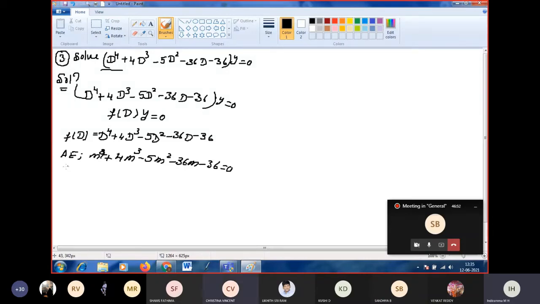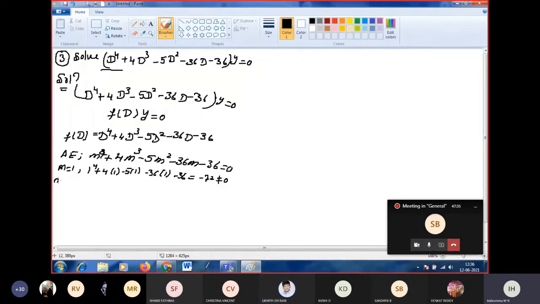Right? Yes, ma'am. Okay. Start from m equal to 1. Put m equal to 1 here. It is 1 to the power 4 plus 4 into 1 minus 5 into 1 square, which is 1, minus 36 into 1 minus 36. Is this equal to 0? No. What is this equal to? Minus 72. It is not equal to 0.